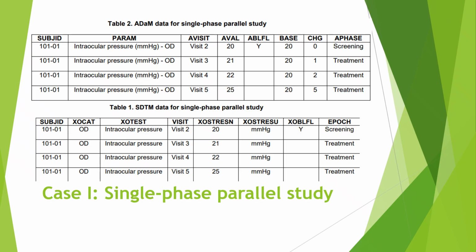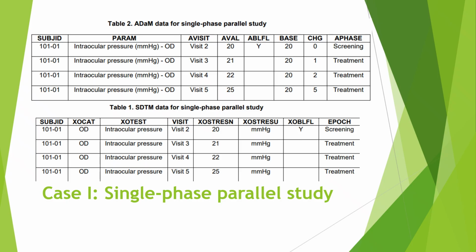One of the most widely used approaches to implementing the single baseline flag, ABLFL, is to define the base, then merge it into the dataset and finally flag the baseline records. But this approach may result in multiple records flagged as baseline in some cases, such as when there are multiple records at the same time. To avoid this error, a modified approach can be used.